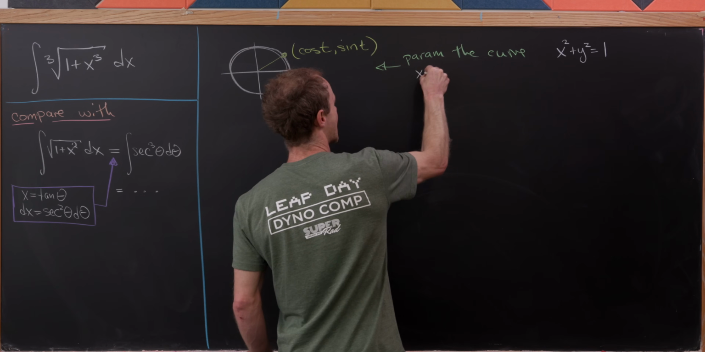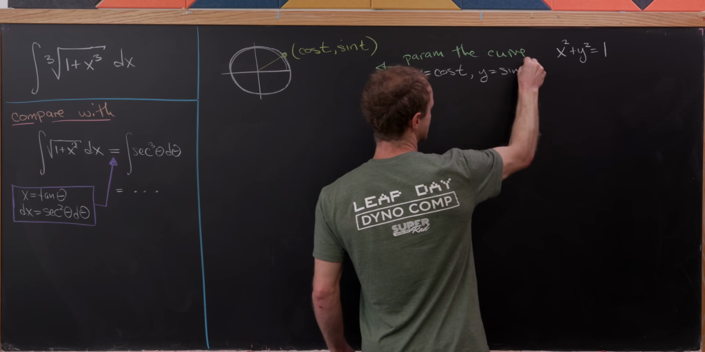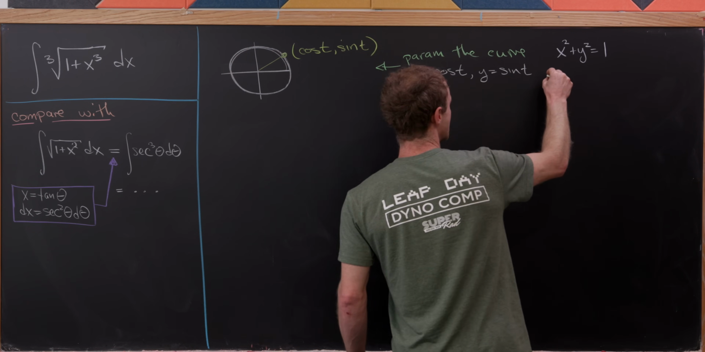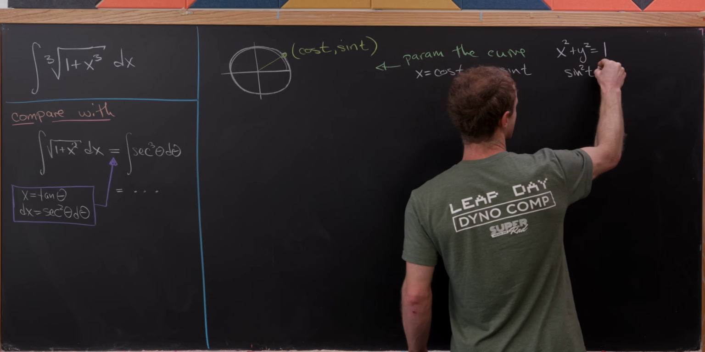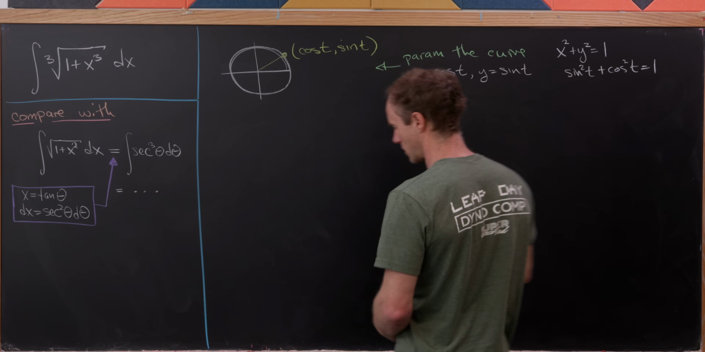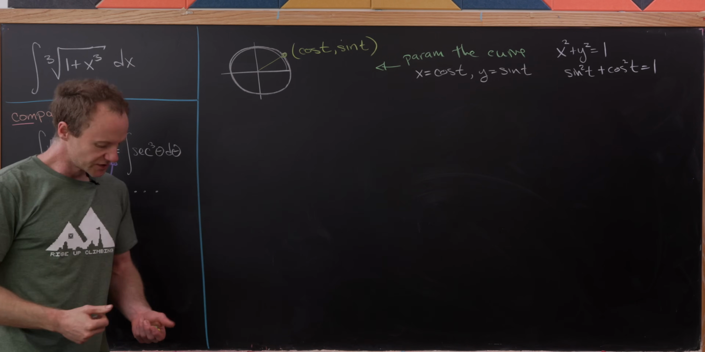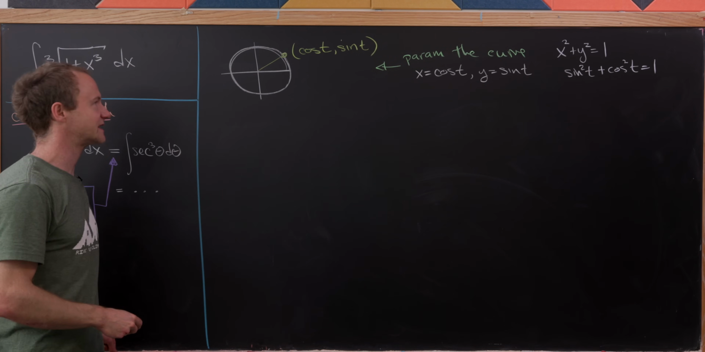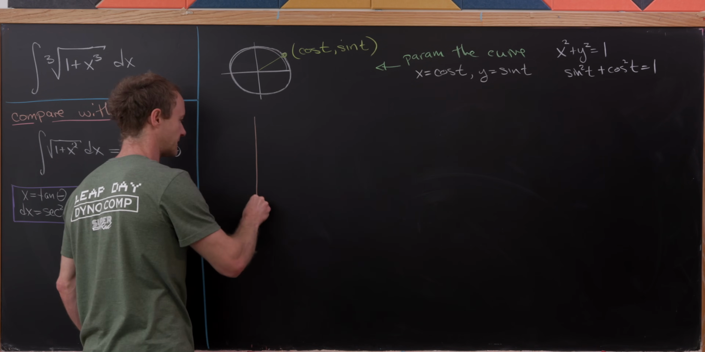Here we take x equal to the cosine of t, and we take y equal to the sine of t. And this all works because sine squared t plus cosine squared t equals 1, the so-called Pythagorean identity for the trig functions. So what I'd like to do to get started is to look at a different curve.